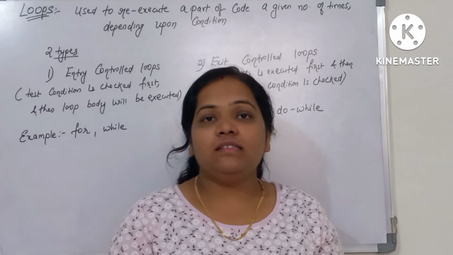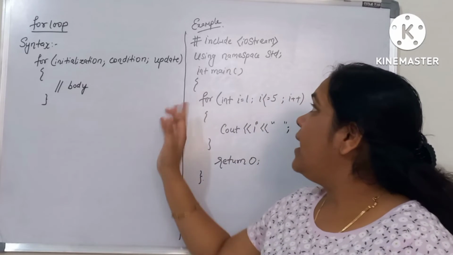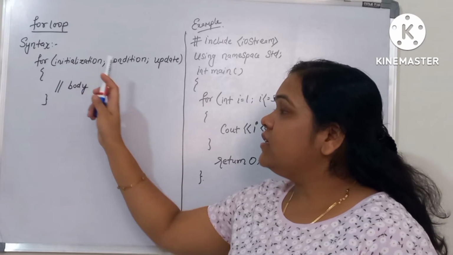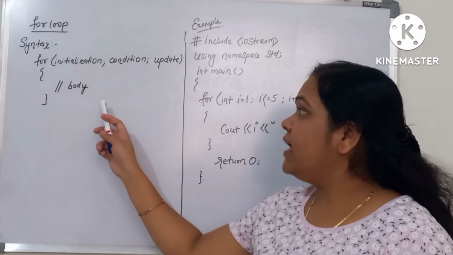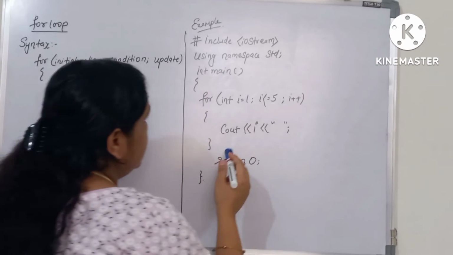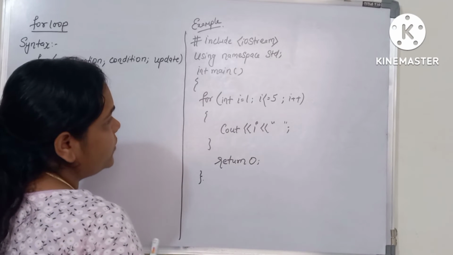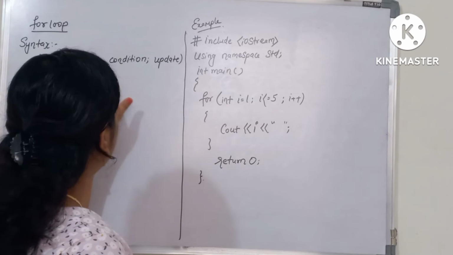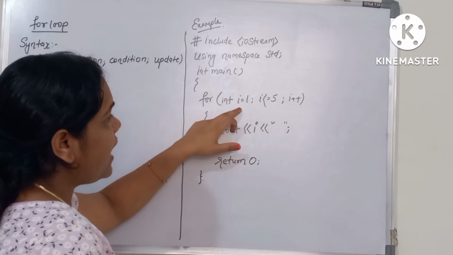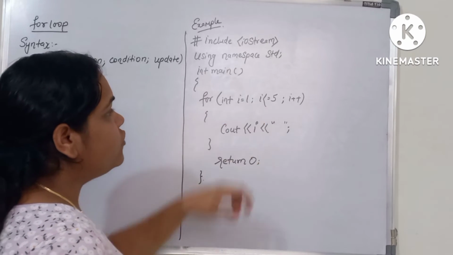Let's see the syntax and example for this loop. Here is the syntax for the for loop, and this is the example. First see the syntax. Here first the condition is checked and then the body part will be executed. See the example. Here we are including the header file, and in the main function a for loop is there. First of all, the initialization part. Here we are initializing the variable I with 1, and the condition is I is less than or equal to 5.